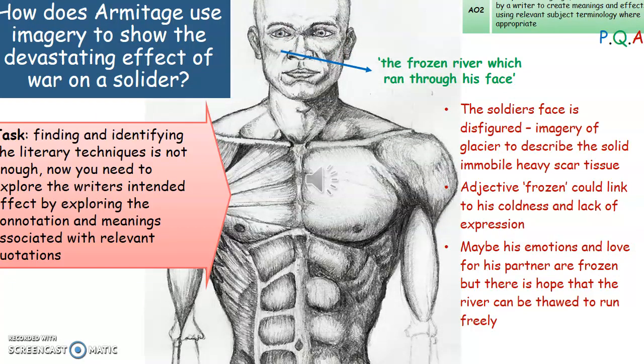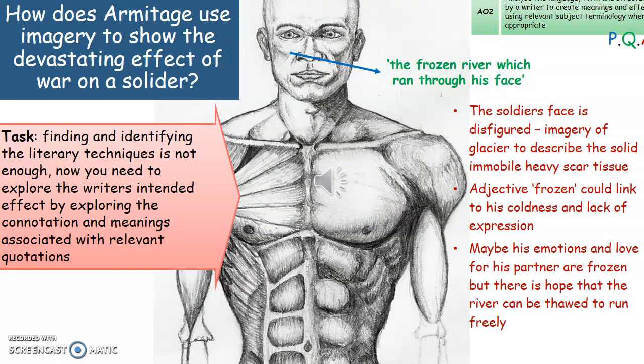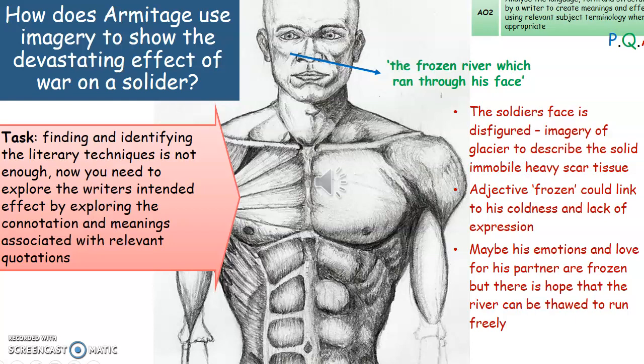So what I'd like you to do now is go a little bit further with some of this analysis. You've found and identified the literary devices, but you need to explore the writer's intended effect by exploring the connotations and meanings associated with relevant quotations. And you can see that I have completed this for you with the first image of the frozen river on the right hand side. So the frozen river which ran through his face, and then this is my analysis in the red.